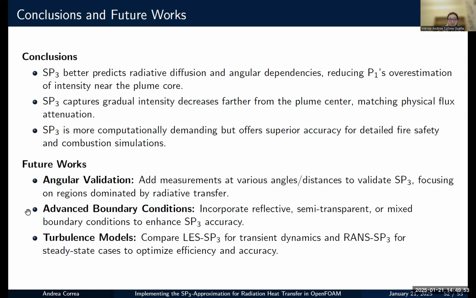And next, of course, advanced boundary conditions to incorporate reflective and semi-transparent effects, because you see, this is a solid, and what happens depends on the thickness, of course.